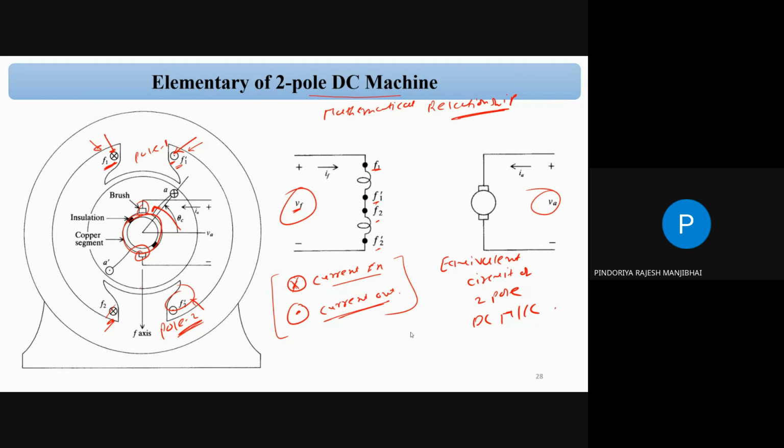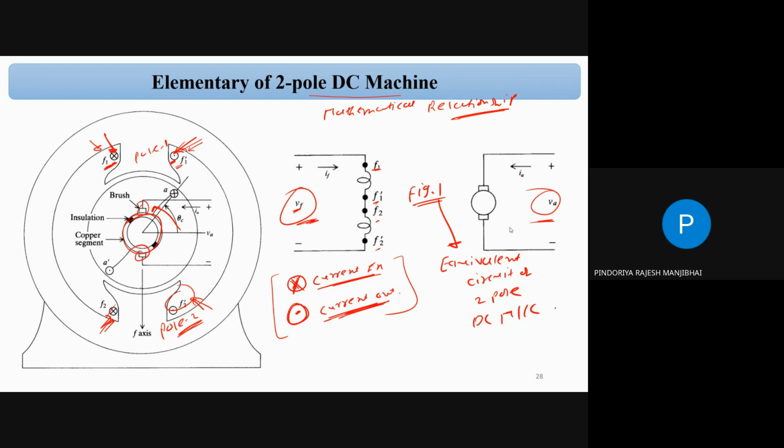Pole number 1 and pole number 2, and we have a cross and dot symbol. Cross means current in, and dot means current out. In the field winding there is incoming and outgoing current, and in the second pole also incoming and outgoing current. This is the equivalent circuit, figure 1. This is your field winding, and this is the armature winding. We have to supply both sides because this is a separately excited machine, correct?